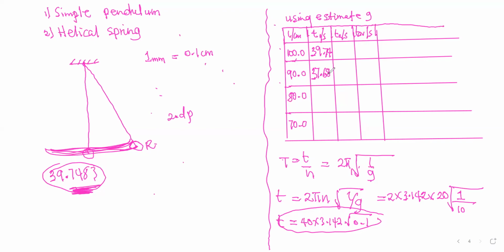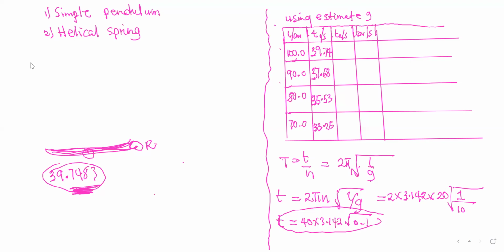37.68. So you are recording up to 2 dp because ideally the stopwatch must give you this result. 80: 35.53. 35.53. Then 70: 33.25. And if you are really doing the experiment and get these values, how to check to ensure whether you are correct or wrong is this.